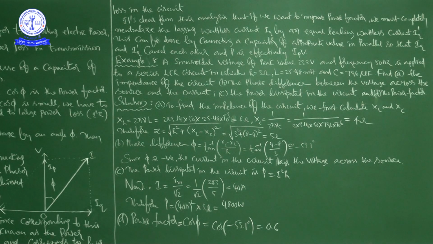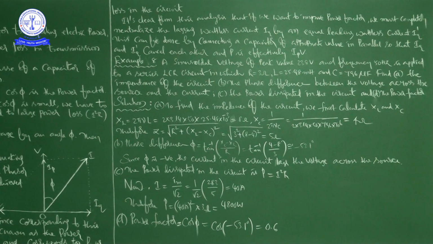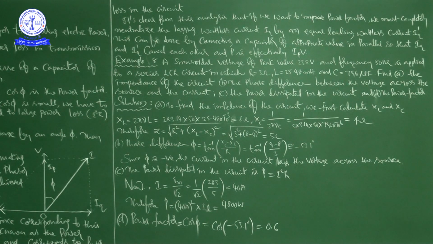Now power factor is equal to cos phi, cos of minus 53.1 degrees, that is equal to 0.6, because the phi value we calculated here, that only we are substituting here. So it will give us 0.6, okay, right.